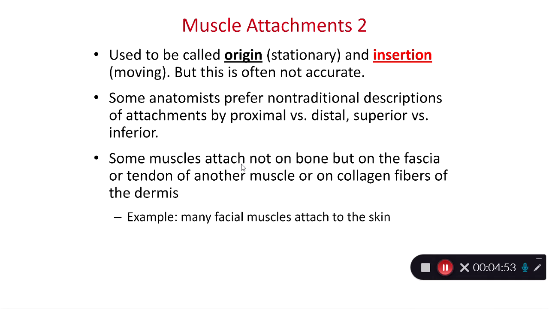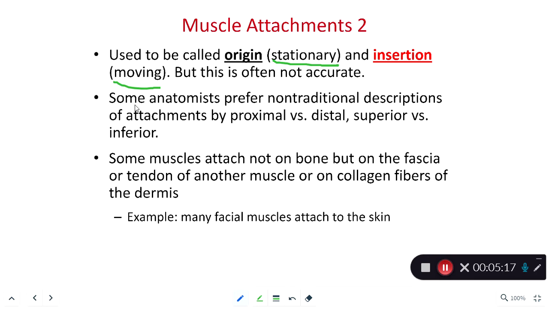Now, as we talk about muscle attachment points, the terms are origin and insertion. Those are the old school terms. Origin typically refers to the part of the muscle that is stationary when it's contracted, and insertion typically refers to the part of the muscle which is moving when the muscle contracts. However, there's a lot of exceptions to this rule.